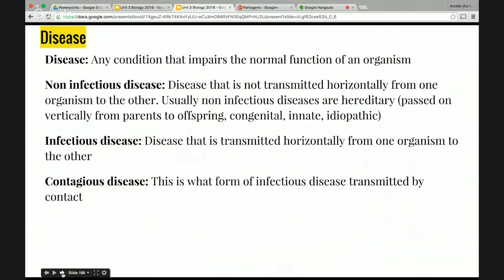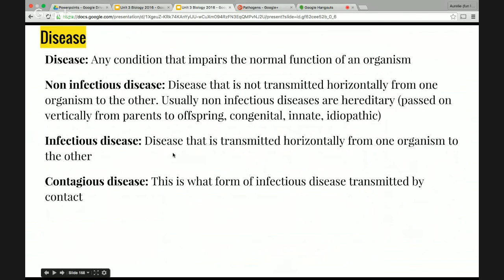Disease. A disease is defined as any condition that impairs the normal function of an organism. There are several types of diseases: non-infectious disease, infectious disease, and contagious disease. Non-infectious diseases are basically anything that is not transmitted from one person to another. Usually those kinds of diseases are hereditary, congenital, innate, or idiopathic. Idiopathic means that we don't really know the cause of a disease.